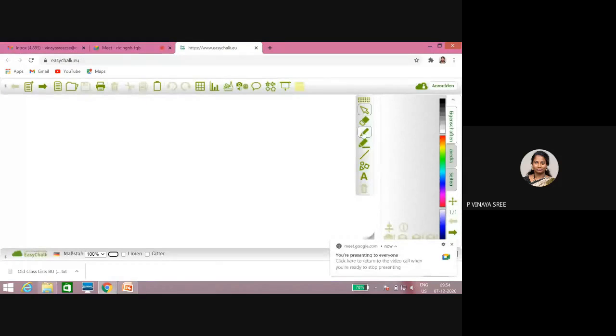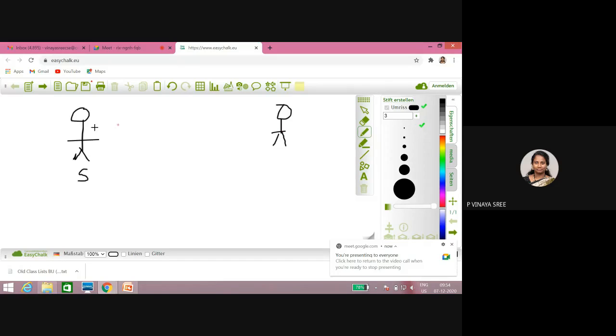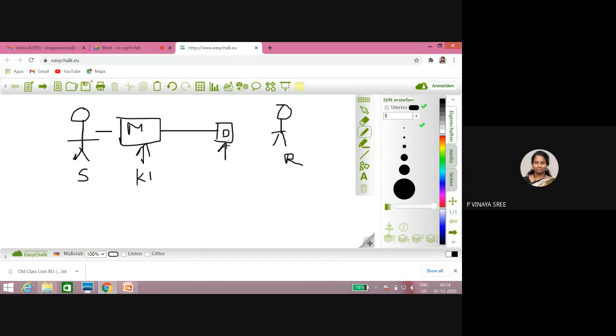So this is your sender, and this is your receiver. Whenever the sender wants to send a message, the message is encrypted with, let us consider, K1, and it is sent. The receiver has to decrypt this with the same key K1, so that the receiver will get the plain text.